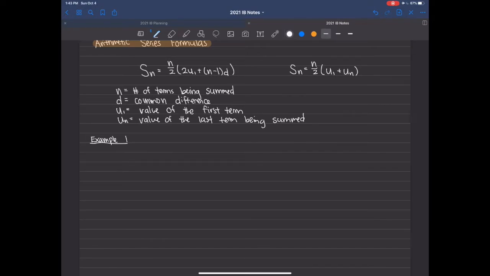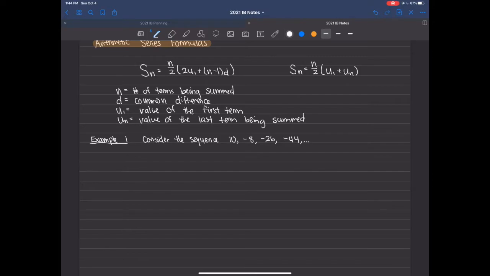Let's say that we have a sequence. Consider the sequence 10, -8, -26, and -44, and so on. Those triple dots signify that this sequence will go on forever, but those are the first 4 terms in this sequence.